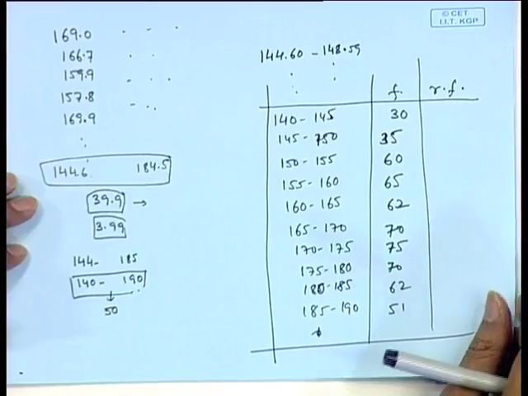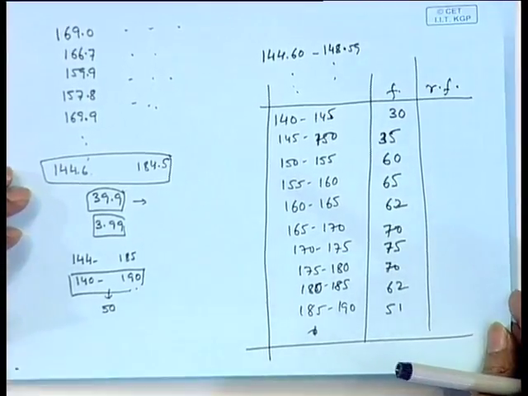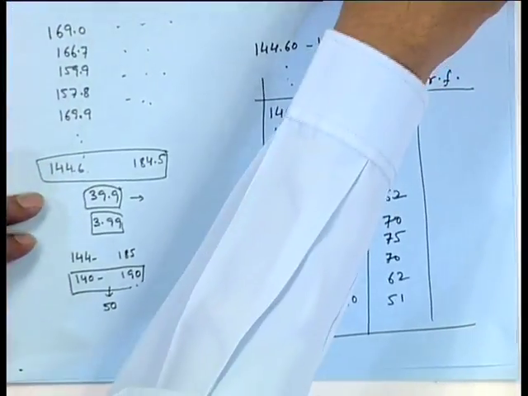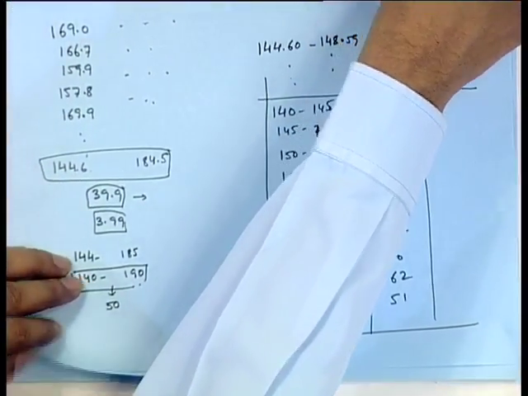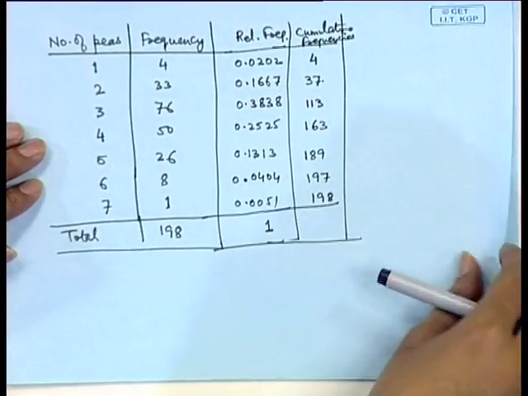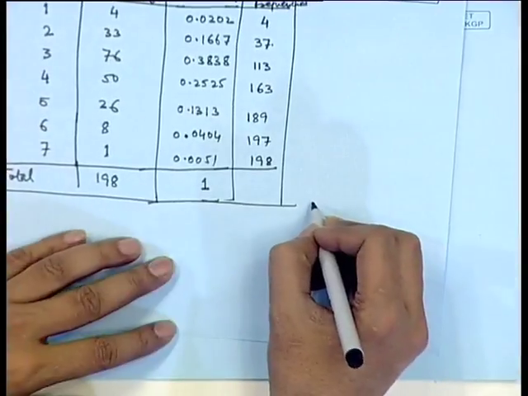There are some guidelines for making the class intervals and the number of intervals, and one should follow them before making the table. Now, the next thing is the graphical representation of frequency distribution. So, if we have a frequency distribution of this nature, then we may simply make a bar diagram.